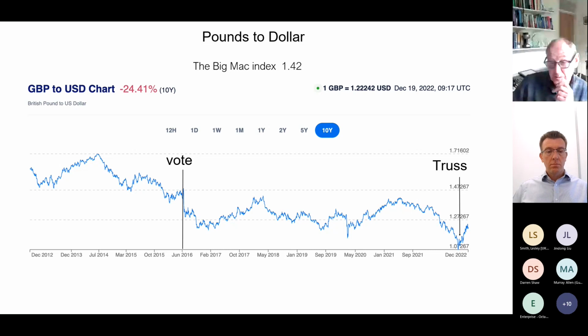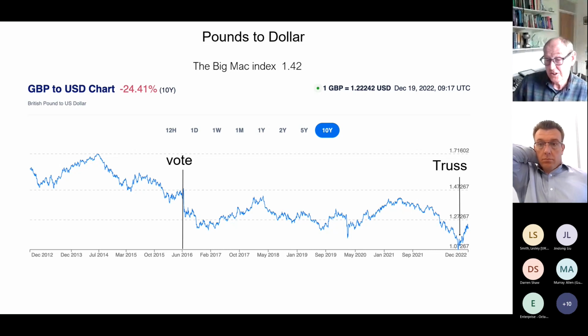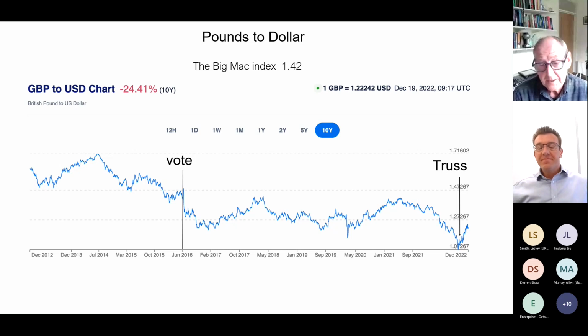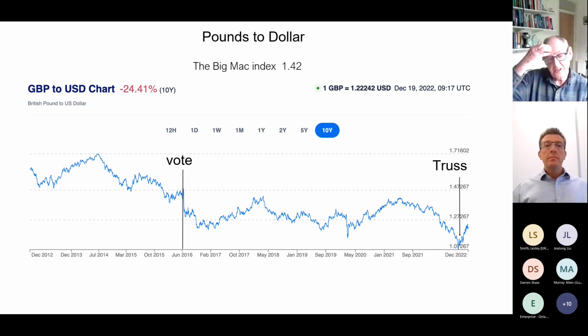And that's the international market saying, well, what's going to happen? Uncertainty. And then we had the Truss budget where the market said the British are deranged. But now luckily it's coming back a bit. And I think by the end of this year, we'll probably get to 126, which is still not great.